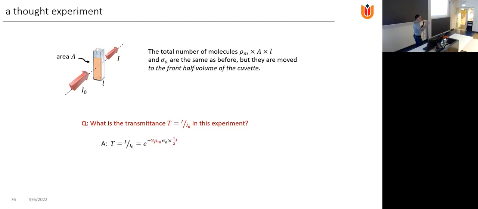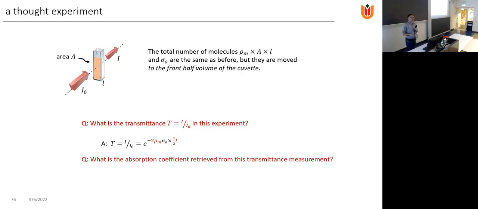So because we pushed all the molecules to one side, the density is 2 times as high, but because they are all in half of the cuvette, L is also twice as small. And these two factors cancel. So in the end, you would end up with the same transmittance. So then the question is, what would be the absorption coefficient retrieved in this experiment? Yeah, the same, because then you take the logarithm and you divide by L.